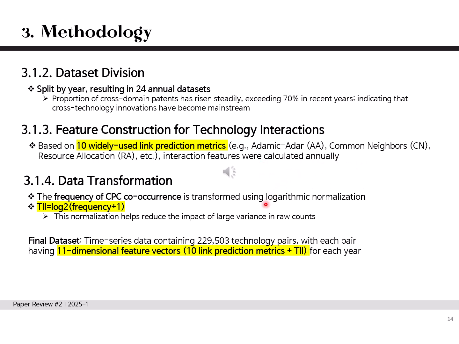For the data transformation, they have used the frequency of CPC co-occurrence, and they have made the metric for TII with log2 of the frequency plus 1, and this normalization helps to reduce the impact of large variance in the raw counts. For the final dataset, it is time series data containing a large number of technological pairs, with each pair having 11-dimensional feature vectors, specifically 10 link prediction metrics and the 1 TII value, for each year.